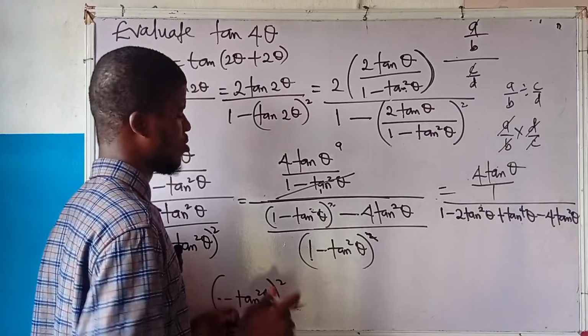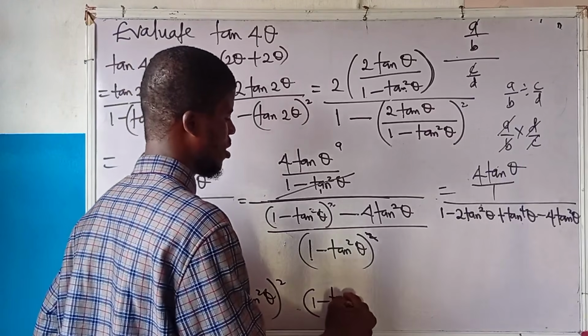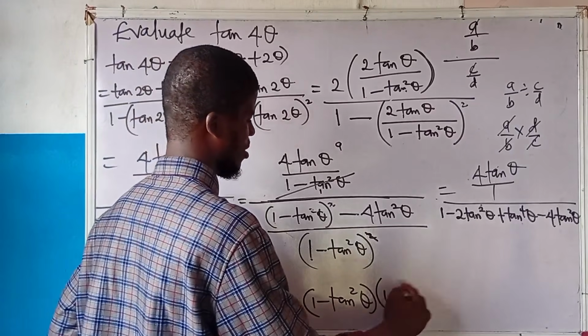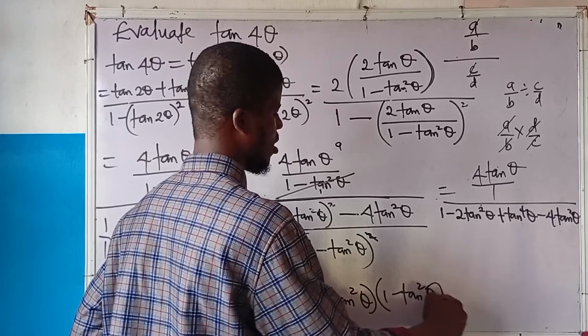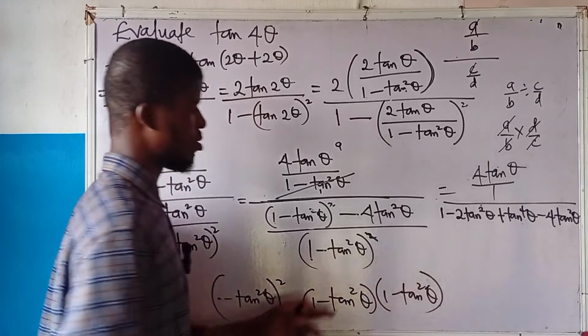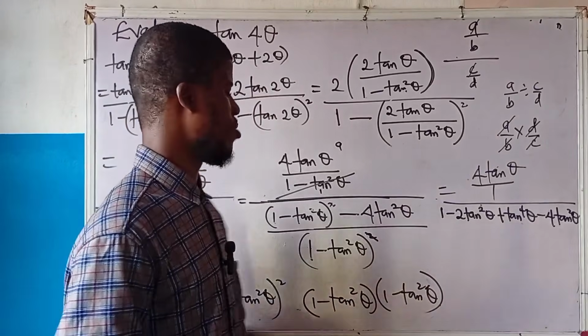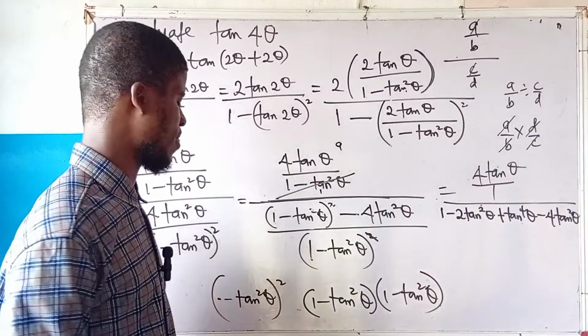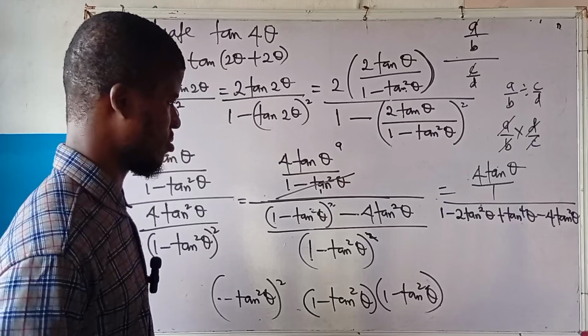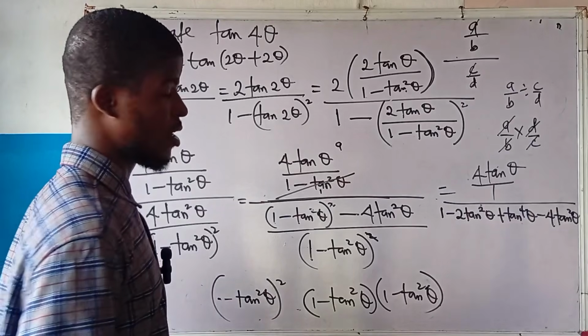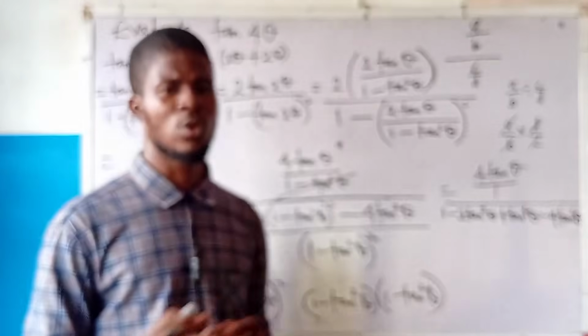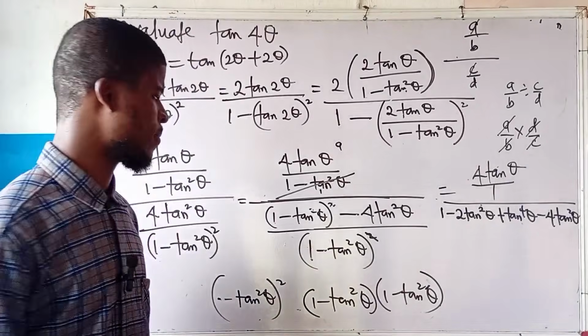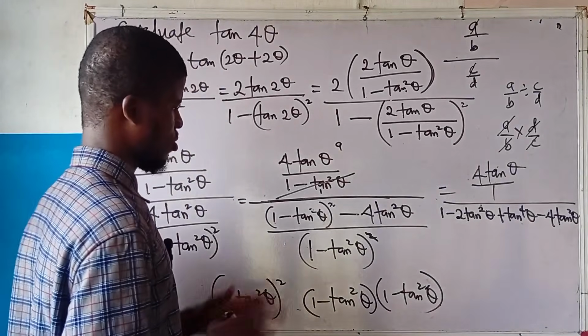The normal way to expand this would have been to say 1 minus tan square theta, 1 minus tan square theta. Yes, if you do this, you will still get this one. But I didn't bother to do this because I wanted to just save time. So in the exam, you can actually follow some shortcuts and you'll be there very quickly. Okay, so we are here now.